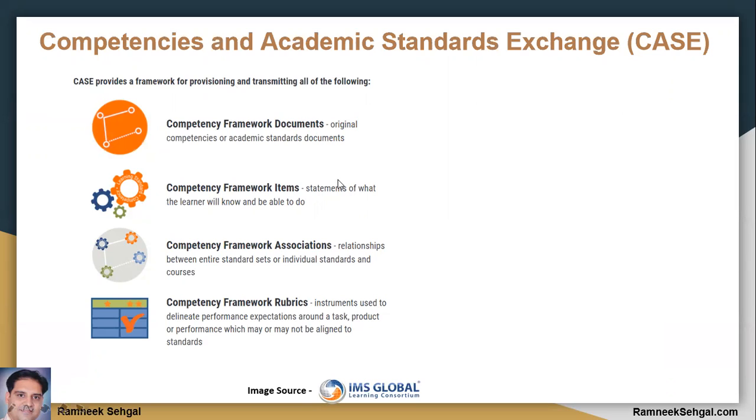And basically, each standard is published by an authority, and then these standards have a couple of items. They have various items, like standards in various levels, and they have associations, like which standard belongs to which level. And they also define rubrics, like weightage and score kind of stuff.